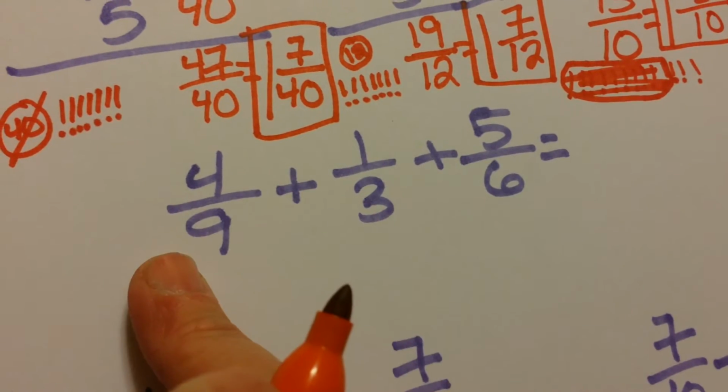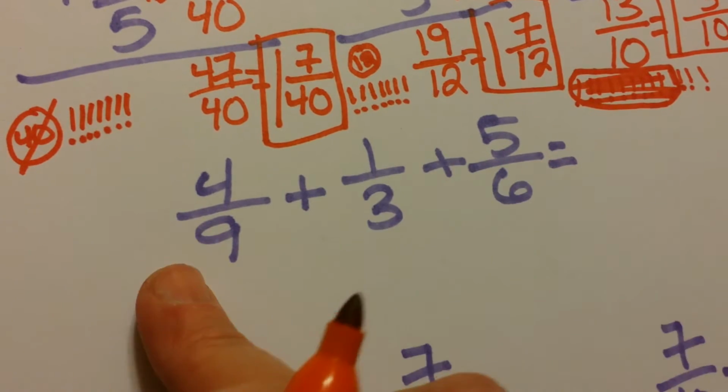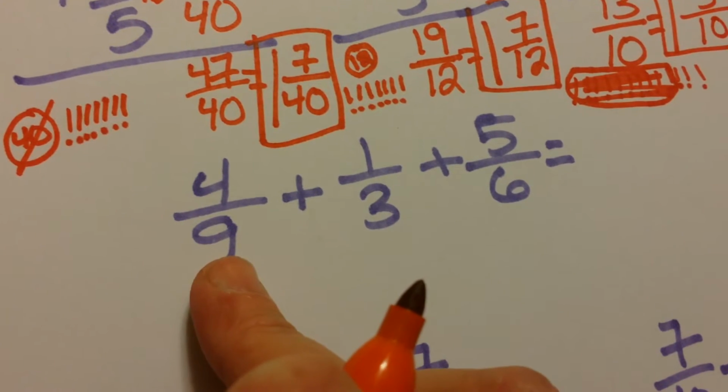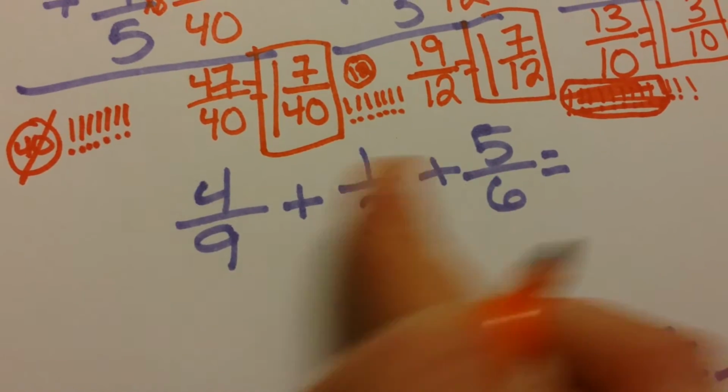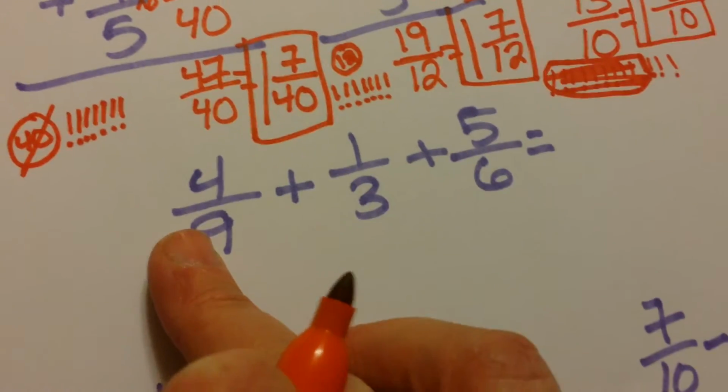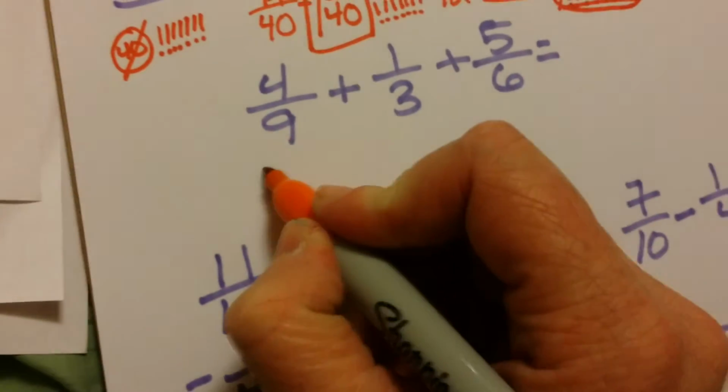9. Can 3 become a 9? Yes. But can 6 become a 9? No. Okay, 18. Can 3 become an 18? Yes. Can 6 become an 18? Yes. So on this one, we're actually going to turn them all into 18ths.